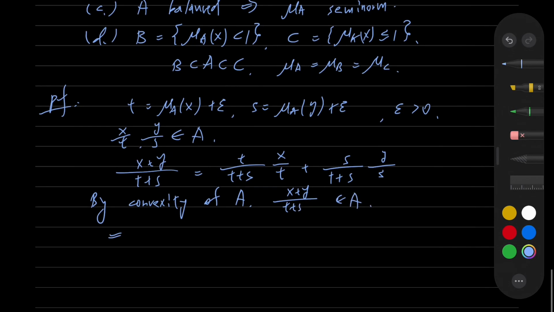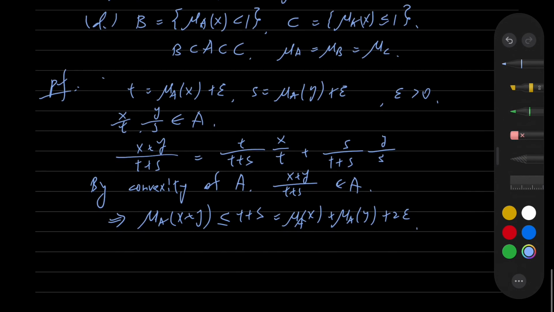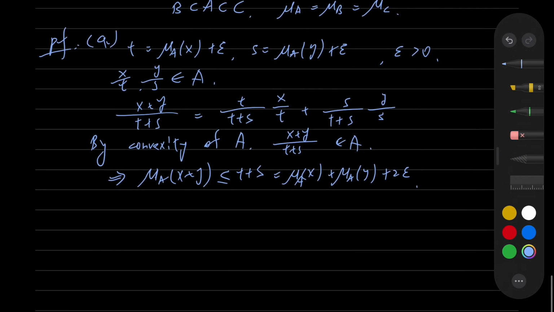And this implies that the Minkowski functional acting on x plus y is smaller or equal to t plus s, then by the definition of t and s, this is equal to mu x plus mu y plus 2 epsilon. And this proves part A of the theorem.